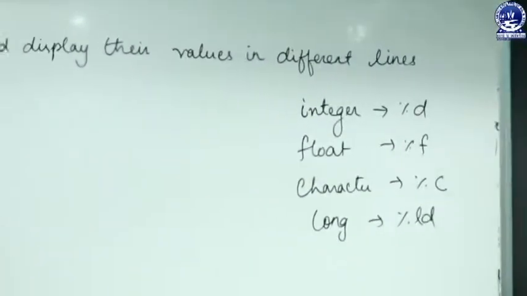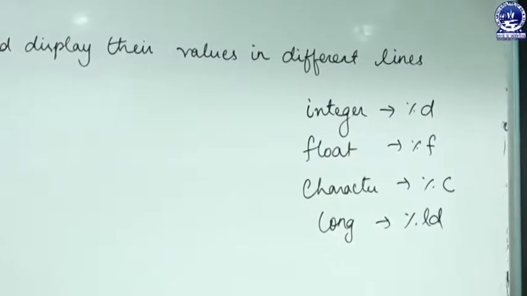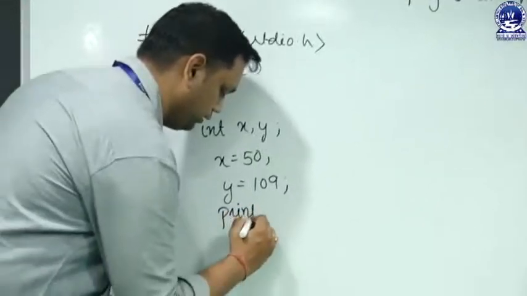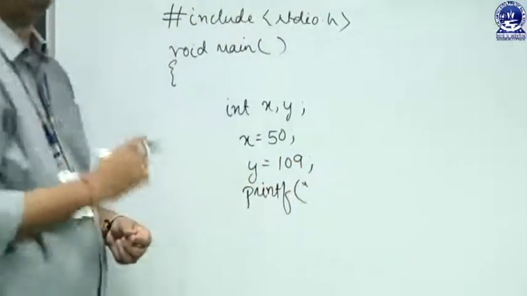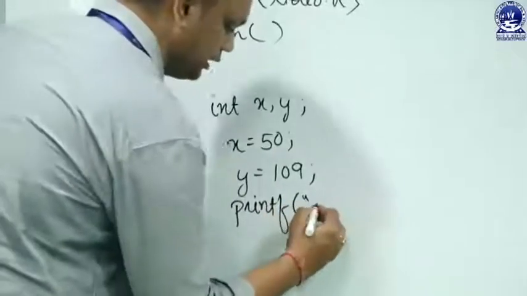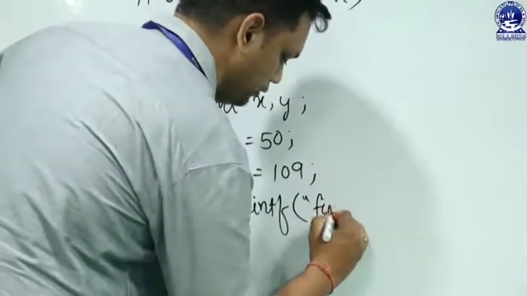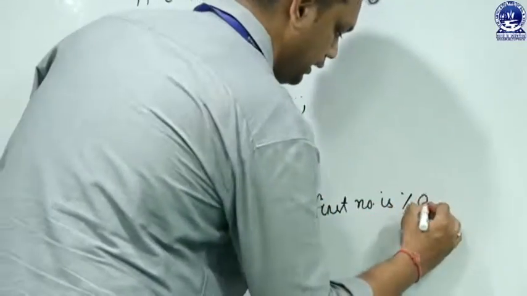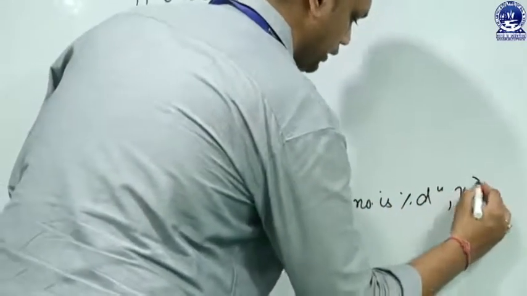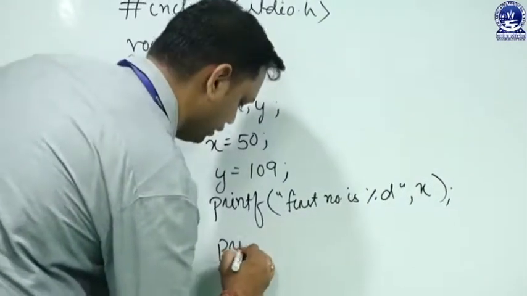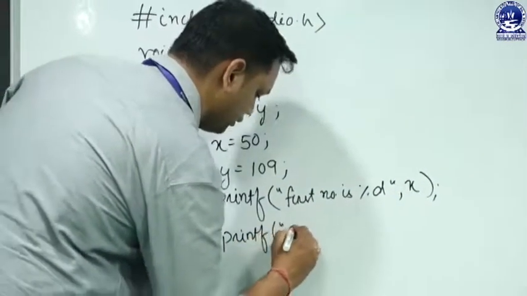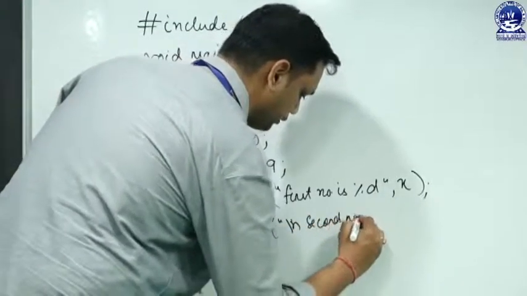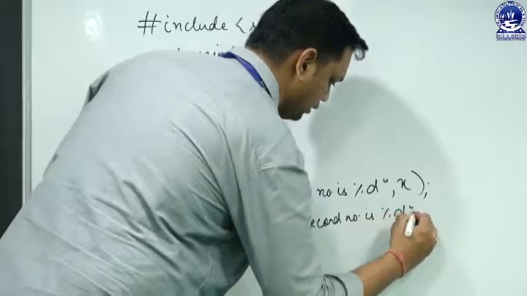We clearly know that to display the values we use the printf function. So, next we will write printf. Suppose I will write a message, let us say "first number is %d", comma x. Next I have to print the value of y: printf "\n second number is %d", y.